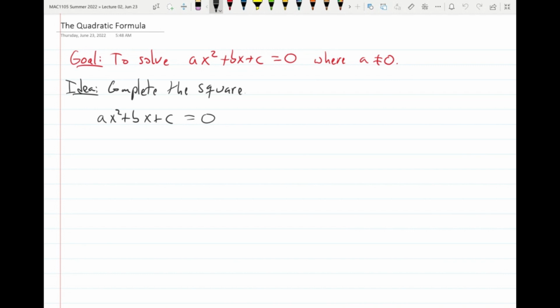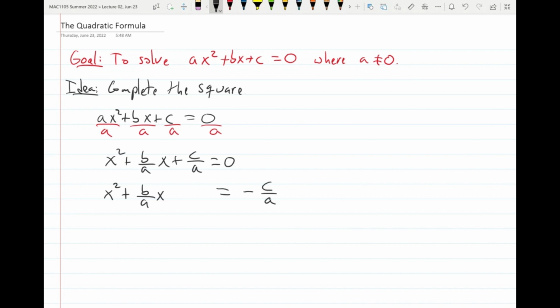How do we get rid of this? We divide everything by a. So to activate this completing the square process, we have to divide the entire equation by the leading coefficient. So we have x squared plus b over a x plus c over a equals 0. Okay? Next, this number, c over a, whatever that is, we move it to the other side, right? It will be negative c over a.